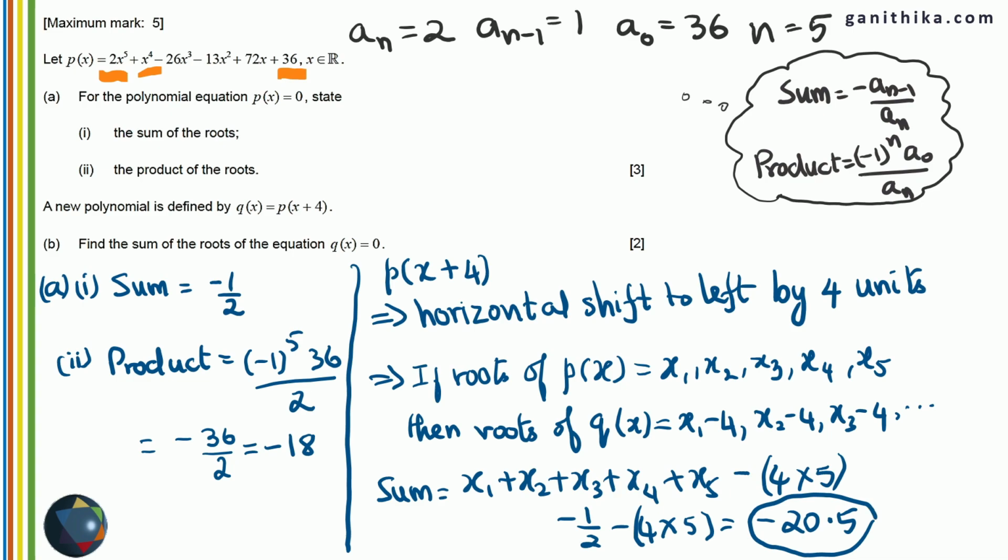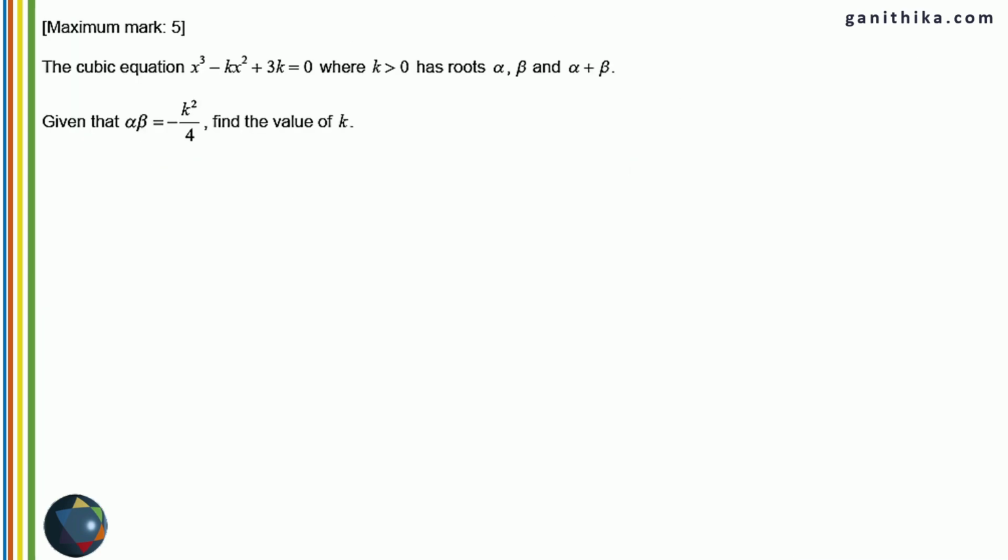Substituting the value for sum of the roots x1 plus x2 plus x3 plus x4 plus x5 from the previous question as negative half. So negative half minus 20 will be negative 20.5, the answer for the sum of the roots of q of x equal to 0. This question C is based on your knowledge on knowing that the roots shift as you do the horizontal translation of any function. So let's proceed further to the next question.